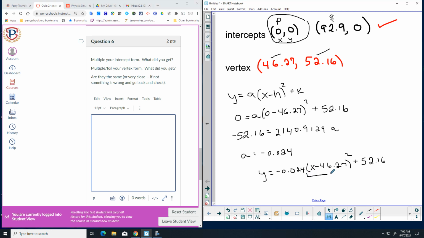Okay, question 6. If you want to take the time and do this, and I suggest you do, go ahead and FOIL that out and simplify it, put it in standard form. Do that with your vertex form and your intercept form and see if you get the same equation. You should get something very similar. So hopefully that helps you out.